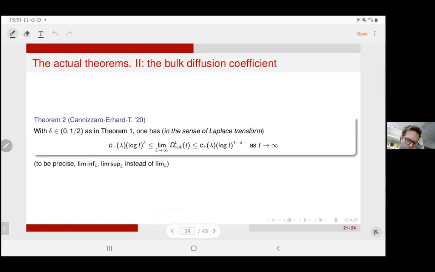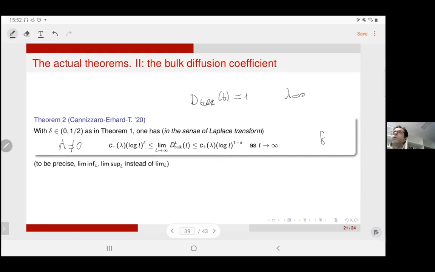Once you take this definition, the second theorem is that this bulk diffusivity coefficient, D_bulk(t), equals exactly one for the linear equation, which again translates the fact that the linear equation is exactly diffusive. And for the nonlinear equation, as soon as lambda is different from zero, here I forgot to write it, D_bulk grows logarithmically with t: at least as (log t)^delta, and at most as (log t)^(1-delta), for some delta which is positive. So it's written here.